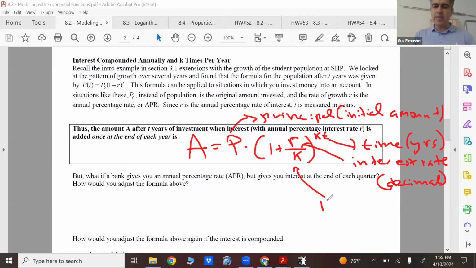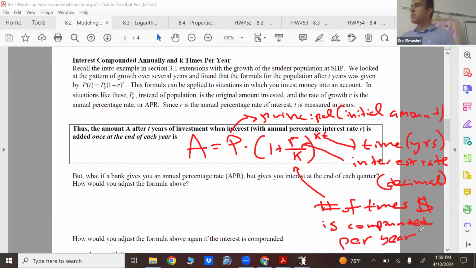And K is the number of times your money is compounded per year. Compounded means how many times interest is added to your account. If you put your money in a bank or some sort of account and it's compounded monthly, that means the bank will see how much money you have and update it monthly. So it's basically how often your money is updated: daily, weekly, or quarterly, every 3 months.